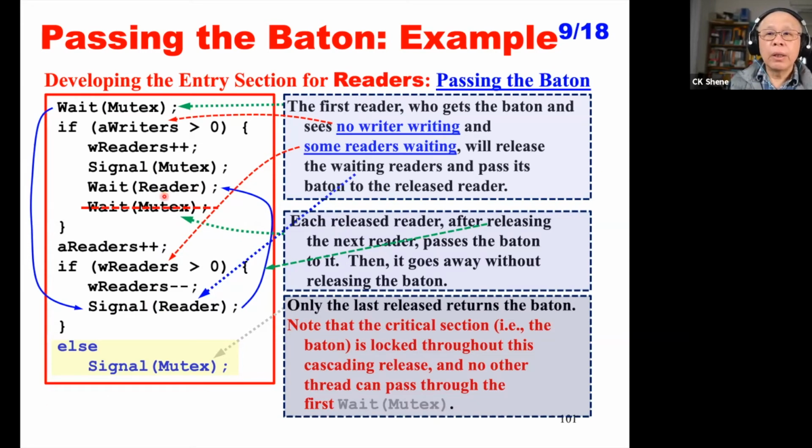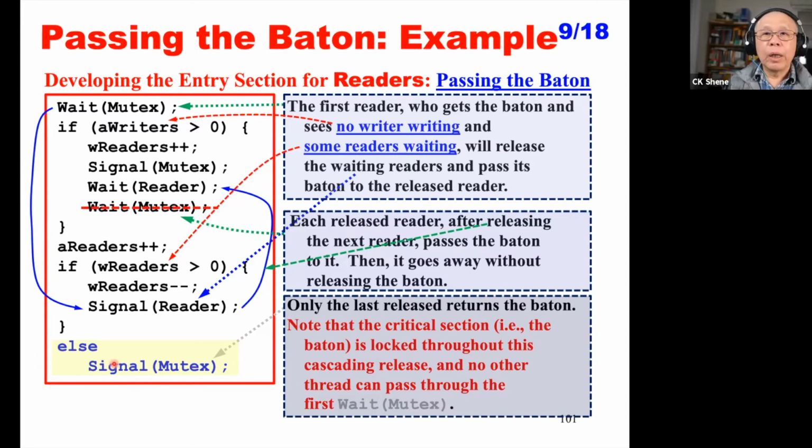But eventually, you will be able to release every waiting reader here. Then the last reader gets released. It will find out there are no waiting readers. In that case, this last reader simply releases the baton. So a bit more complex, but it illustrates a very interesting concept. While we are discussing how we develop a version without considering baton passing, if you dig further, you'll find out there could be some place where we could save a whole lot of wait calls and signal calls.